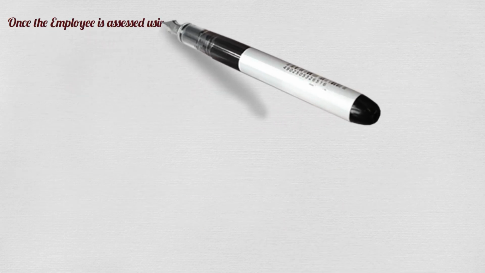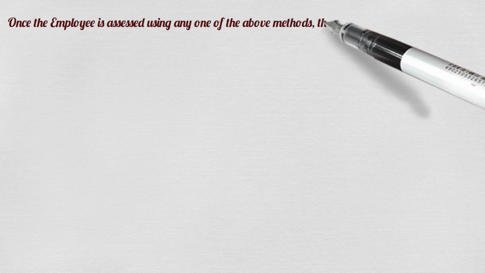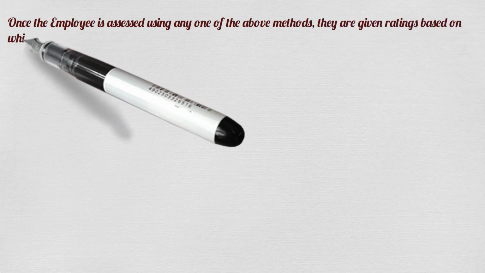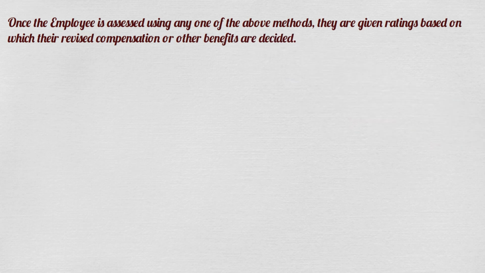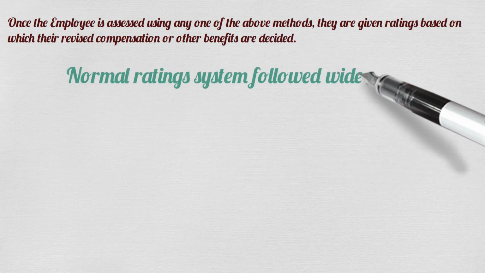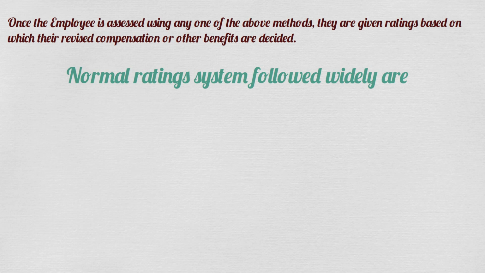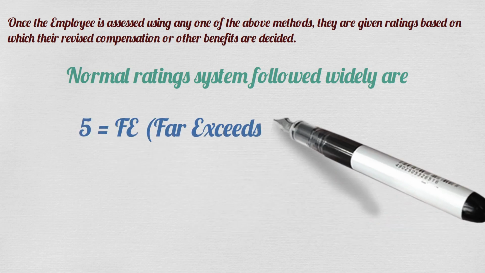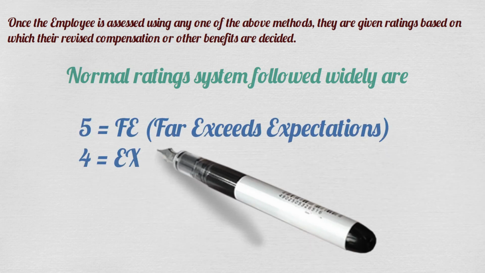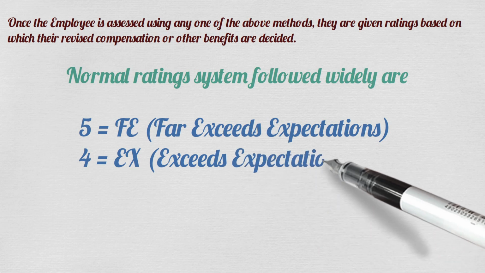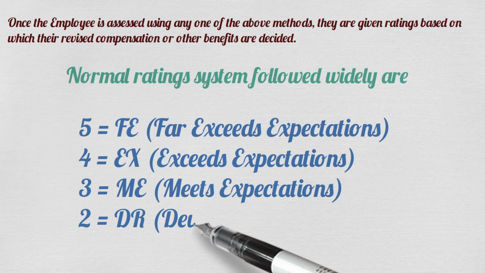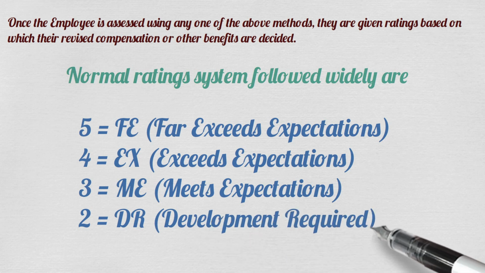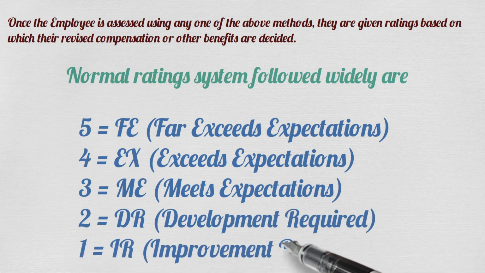Once the employee is assessed using any one of the above methods, they are given ratings based on which their revised compensation or other benefits are decided. Normal rating systems followed widely are 1 to 5, where 5 is far exceeds expectations, 4 is exceeds expectations, 3 is meets expectations, 2 is development required, and 1 is improvement required.